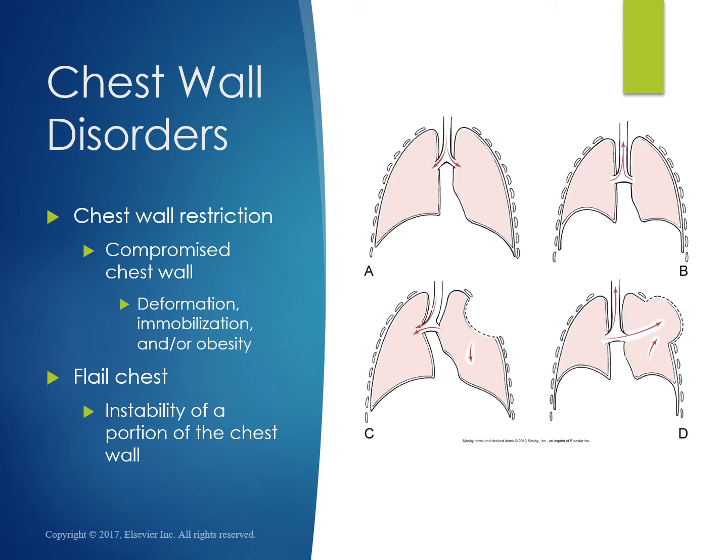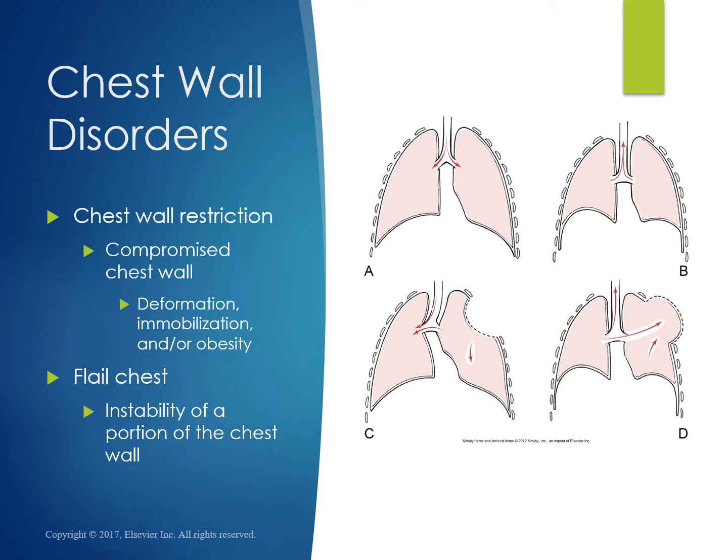So, chest wall abnormalities or disorders. You can have chest wall restriction. There are chest wall deformities, immobilization, and/or obesity. So if the chest wall is deformed, traumatized, immobilized, or heavy from accumulation of fat, the work of breathing increases and ventilation may be compromised because of a decrease in tidal volume.